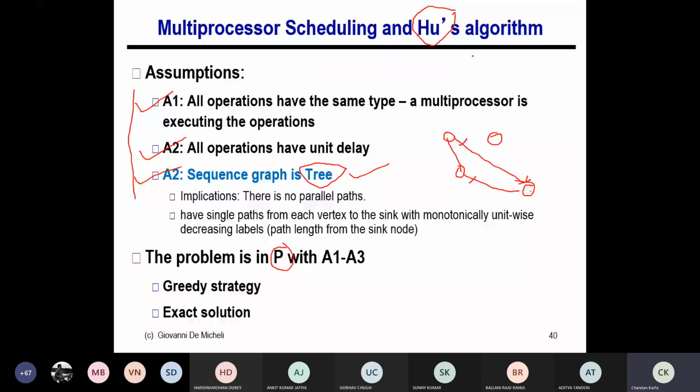So if somebody were to argue why this problem is in P, the reason is this: you always have a single path from each vertex to the sink node, and if you put a level, which is nothing but the path length from the sink node, it will always decrease monotonically in unit steps. It's unit-wise, right? So there is no jump from 2 to 4. Because of that property, this particular problem becomes P. But let's not go into that theoretical aspect of this problem. Let us discuss the algorithm first.